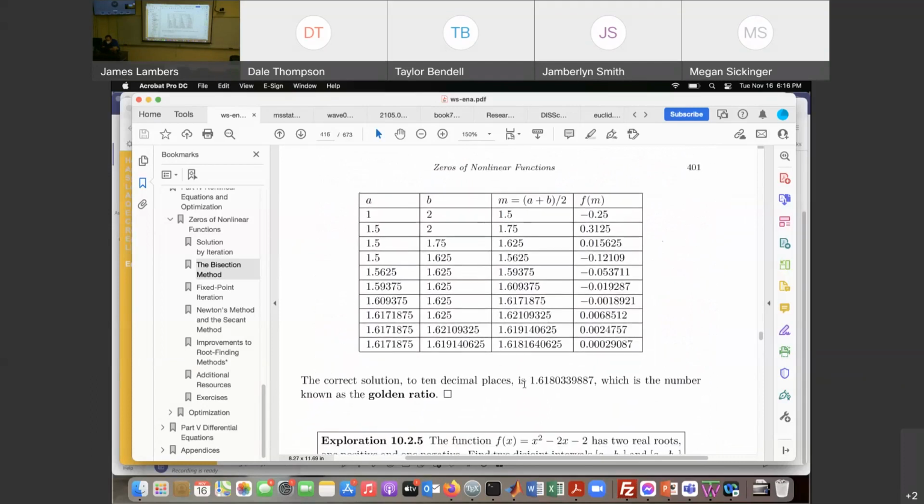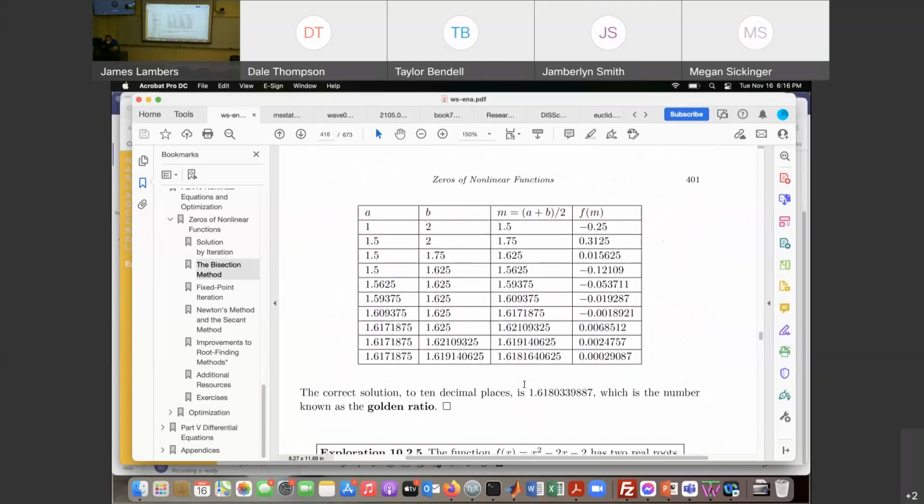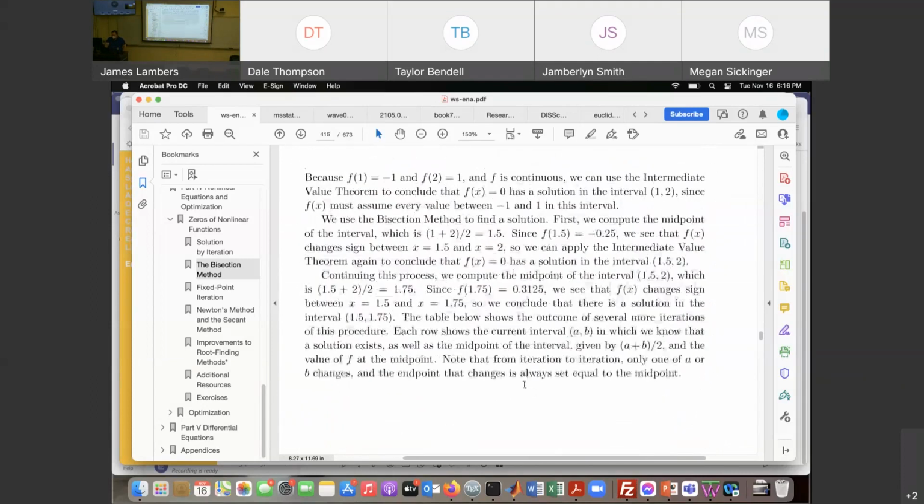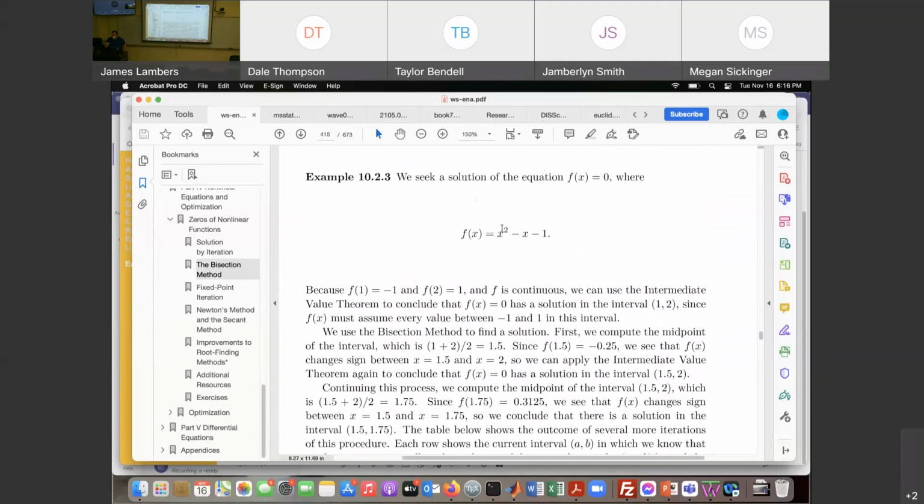Actually, here's an example of bisection in action. So the function involved is this one. Not sure why there's so much space in the book. Thank LaTeX. x squared minus x minus 1. Now, this is a function that you can find the roots of using the quadratic formula, but this is just an example.